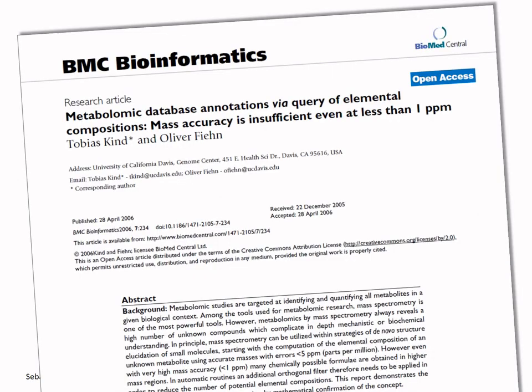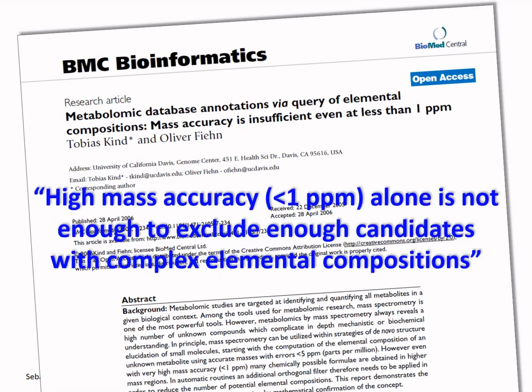The fact that high mass accuracy alone and the mass of the monoisotopic peak alone is not sufficient to find the molecular formula, or as Kind and Fiehn call it here, the elemental composition, is not new. This is a 2006 paper. It has, I think, more than 600 citations, so everybody should know it. Yeah, and it already says in the title what it's about. Mass accuracy is insufficient at 1 ppm. Yeah, so that's not new and everybody should be aware of that.